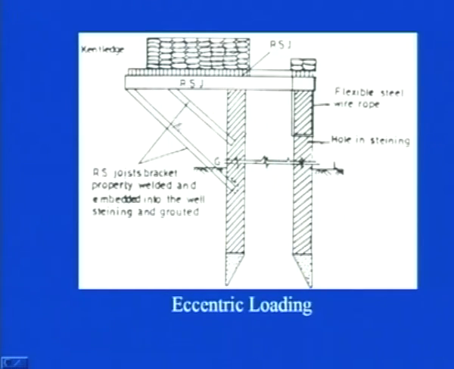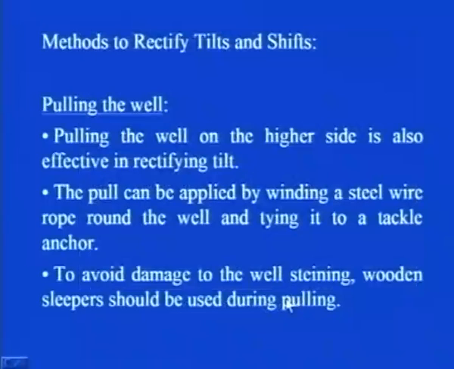Here these are the two RS joist brackets which are properly welded and embedded into the well steining and grouted. This is the hole in the steining, and a flexible steel wire rope is coming through this hole. Here you can see that the kentledge is being provided. Kentledge is provided over here also, towards the higher side. If you observe any tilt and shift at any stage, this kentledge is provided towards the higher side. So this is eccentric loading.